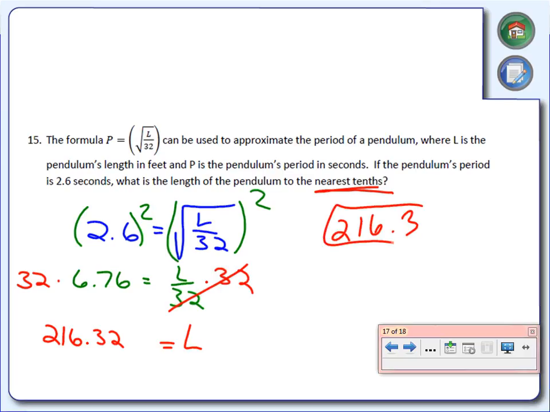216.3. So again, make sure when you're answering the questions, you really read the question and make sure you round to the appropriate place value. In this case, it was going to be 10. If it doesn't say what place value to round, then you're okay, as long as you're close.